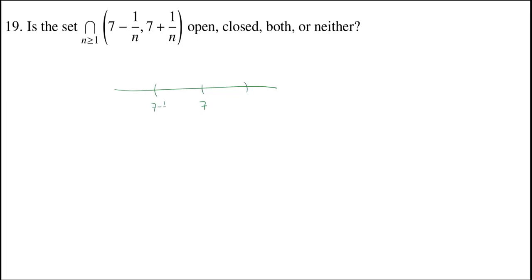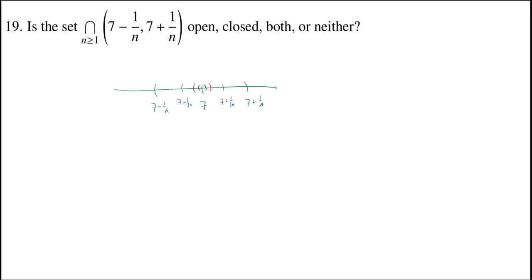So I have over here 7 minus 1 over n, 7 plus 1 over n. But I notice as n gets larger, these parentheses are going to move in, right? As n gets larger, 1 over n gets smaller. And so, for example, maybe I double the n here, and I come in a little bit, and I get 7 plus 1 over 2n, and over here 7 minus 1 over 2n. And so these things are going to keep getting closer and closer to the 7. And as I intersect them, I get fewer and fewer points. In fact, I'm not going to be able to get anything in this intersection other than the number 7.